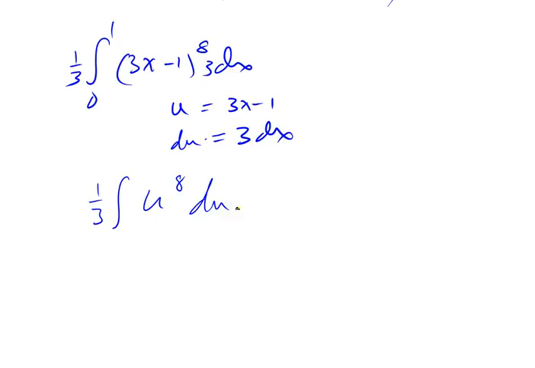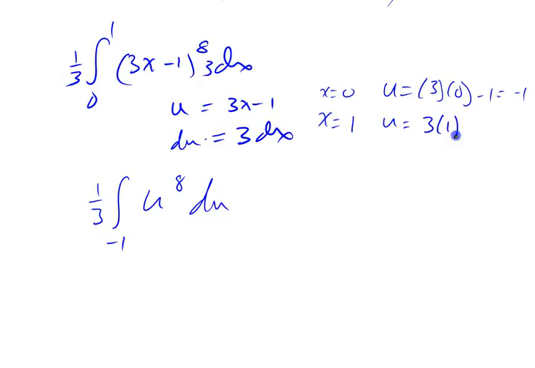Okay. But now what I'm going to do is change those limits of integration because I'm going to look at this and say, hey, if x is equal to 0, the lower limit here, then this tells me what u is. Then u is equal to 3 times 0 minus 1, which is minus 1. So my lower limit now will become a minus 1. It used to be 0, and now it's a minus 1. Now with x equal to the upper limit of 1, I plug that in and find that u is equal to 3 times 1 minus 1, which is 3 minus 1, which is 2. So my upper limit now becomes 2.